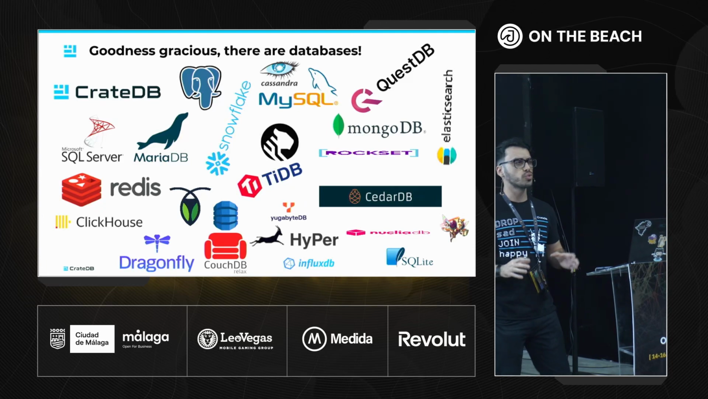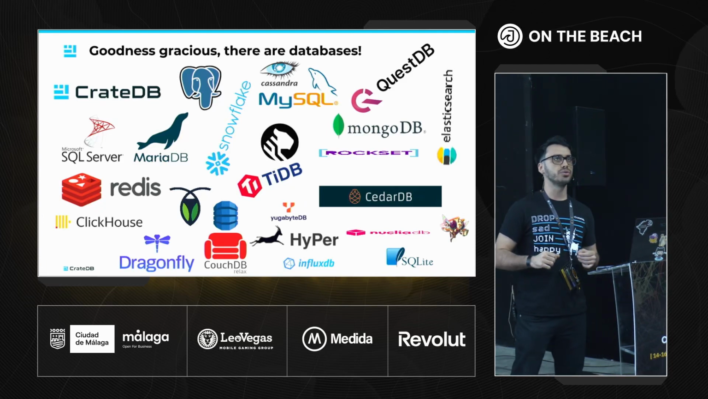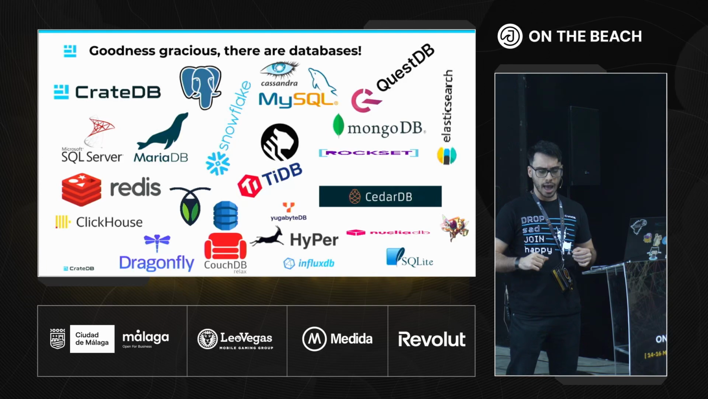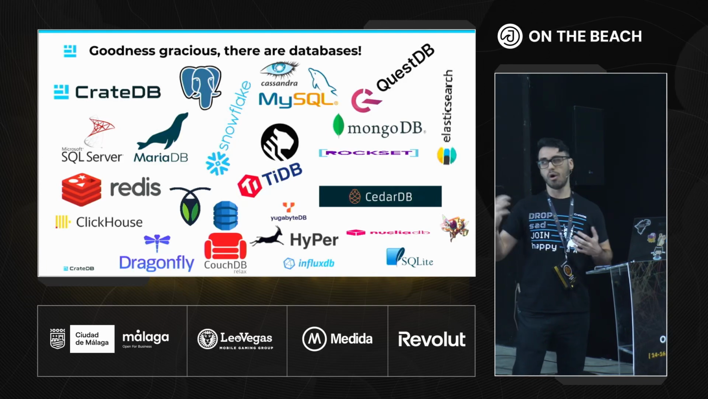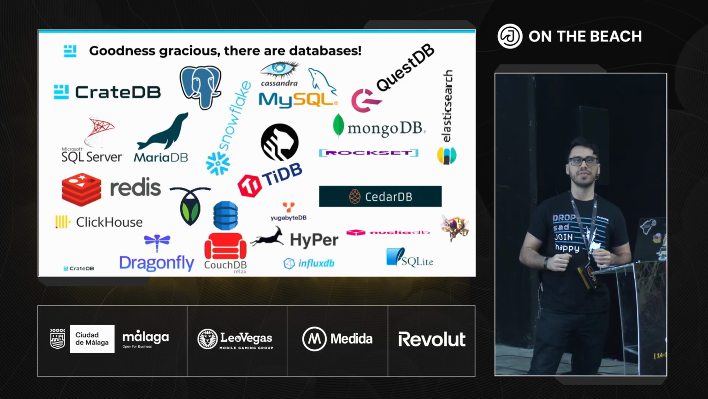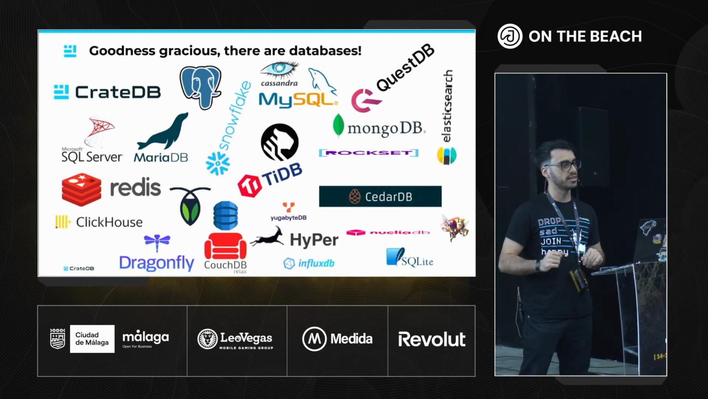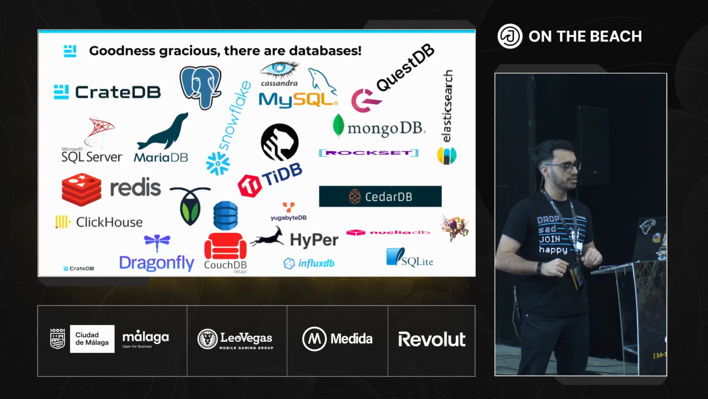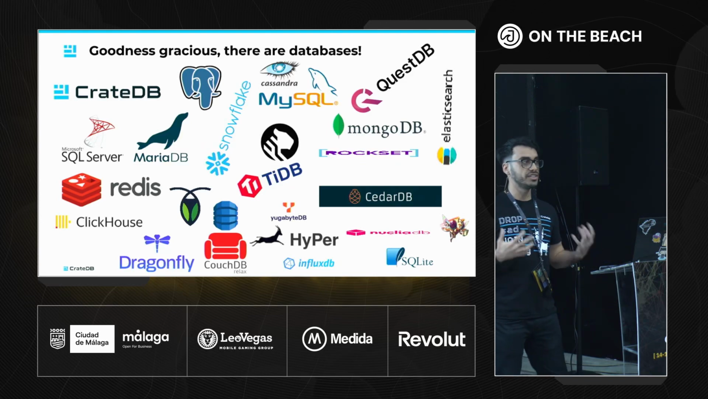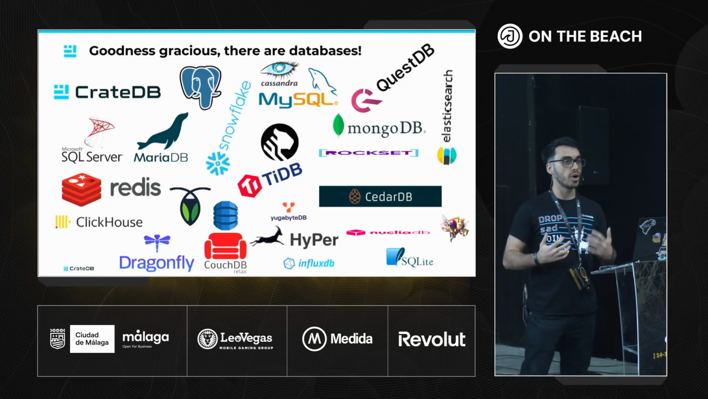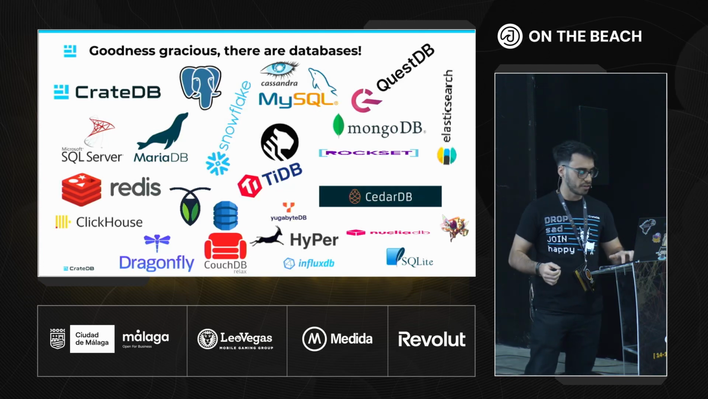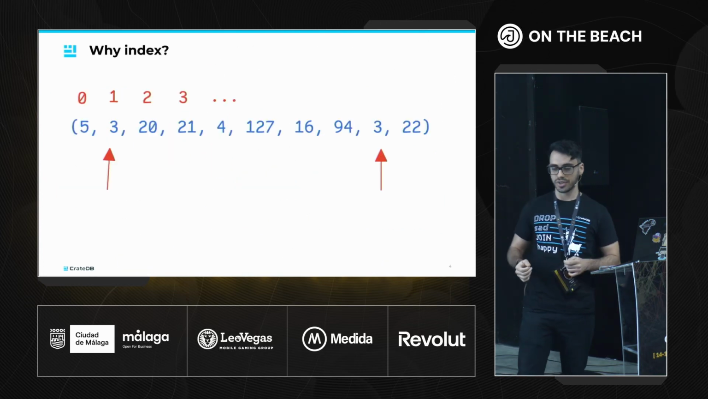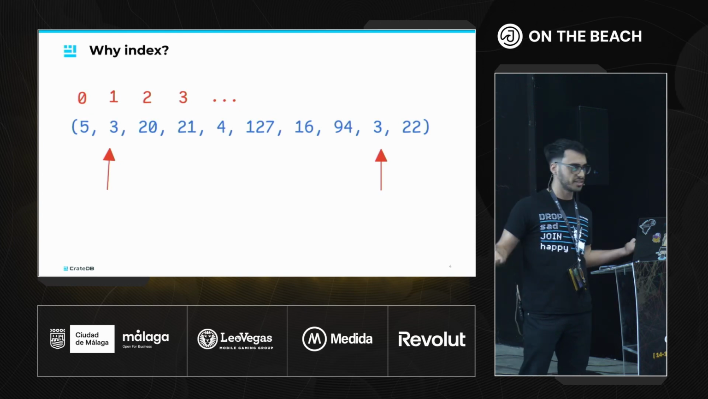But there are many techniques that we use in databases, and one technique that pretty much everyone uses is indexing data. That's something that we're going to focus on a little bit in this talk. How do we ingest data, how do we index, and what is it that we do at CrateDB? But first, let's ask the question: why do we index data?